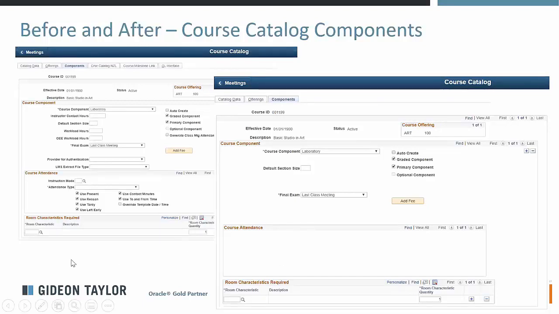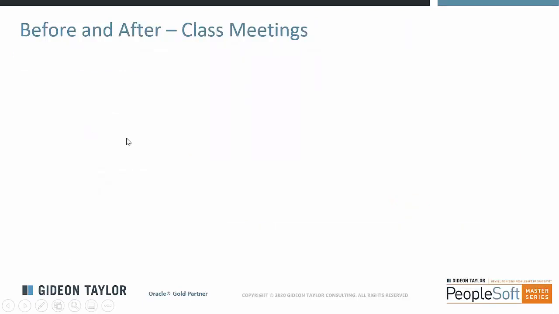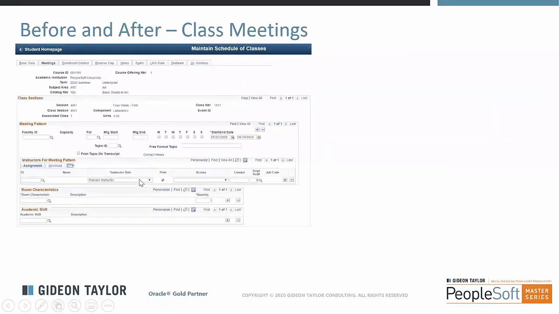All right, let's take a look at one more example here. This is going to be a different component. This is our maintain schedule of classes component. This is the meetings tab. This is a really busy tab. You can see there's a lot going on here. And again, not all of these features are used.